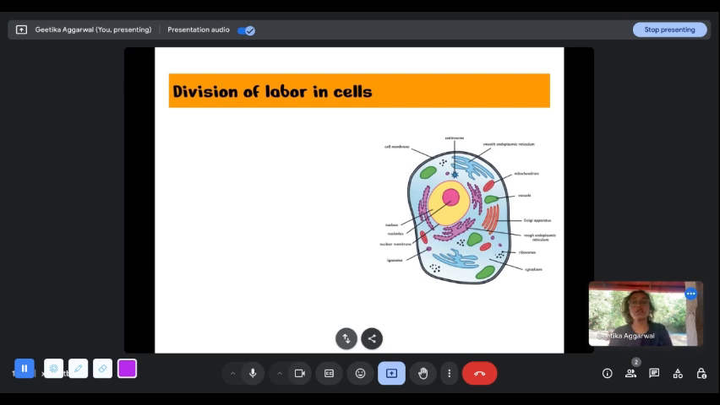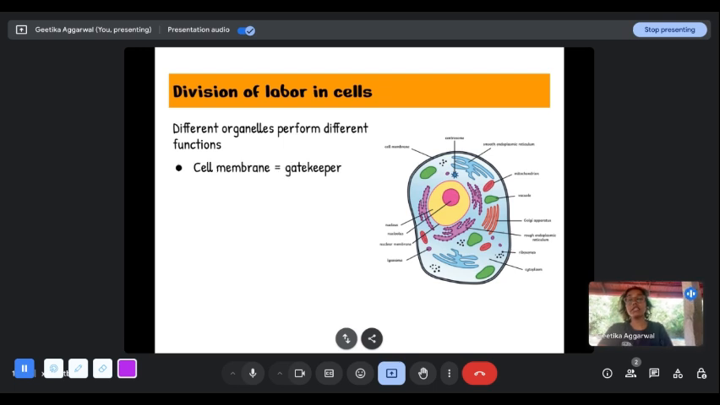Cells mostly have a very clear-cut compartmentalization and a division of labor. So they have these different organelles which perform different functions. If we look at some basic organelles in a cell and what functions they perform, you can see that the cell membrane basically acts like a gatekeeper, which allows certain molecules or certain signals to enter the cell and certain of them to leave the cell. But it keeps a check on what is entering and what is leaving the cell. So it acts like a gatekeeper.